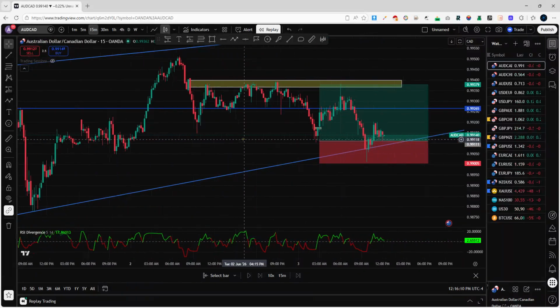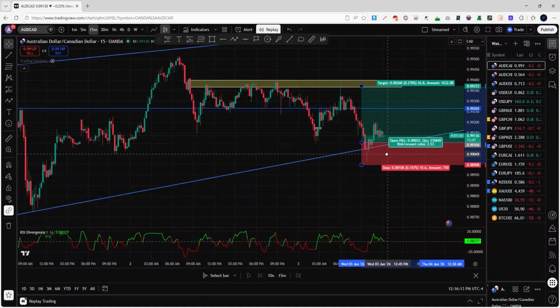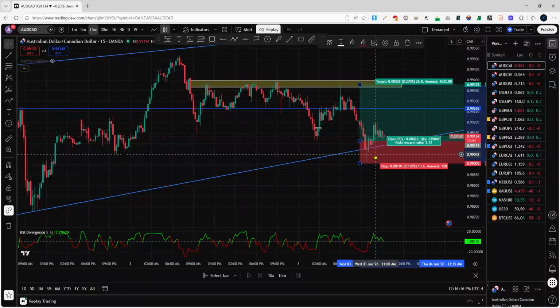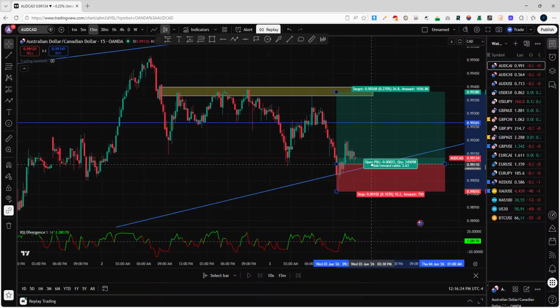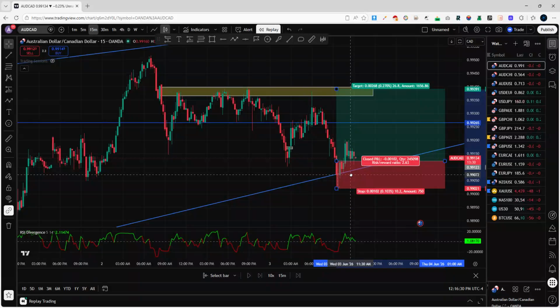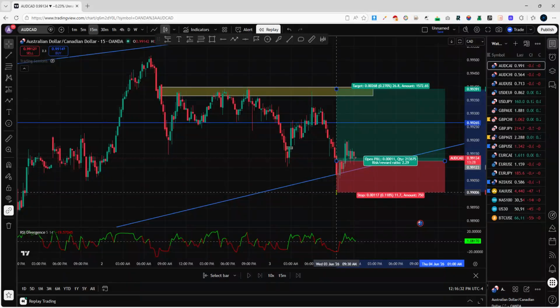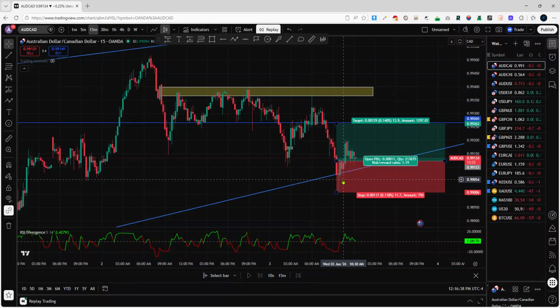Then guess what? There's a zone right here. So what? I could have got in right here, right? Once I saw this candle, put my stop loss right here. I probably would have got in somewhere right here. I'll have to look at the time frame. And then boom, look at that. I could be waiting right now. Price hit my 1-to-1. And then what? Price can come on down, and then it's forming a new area of support here.